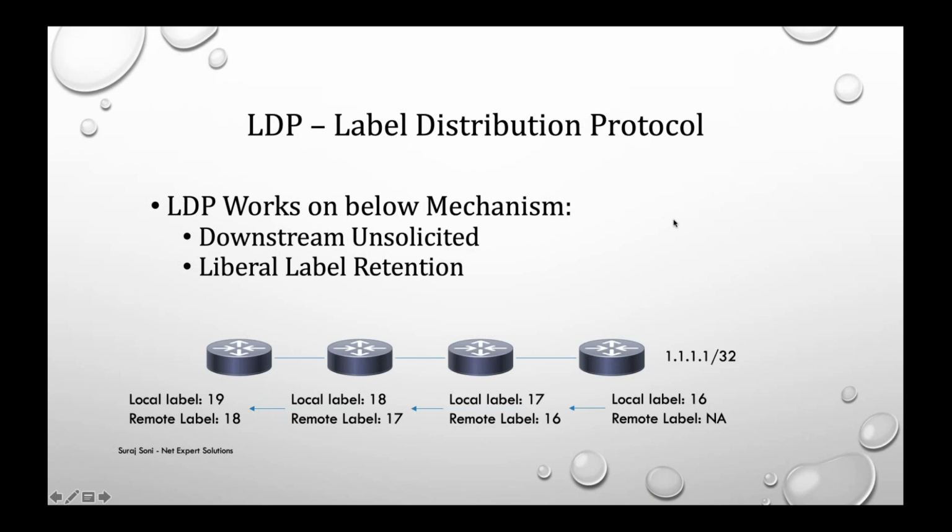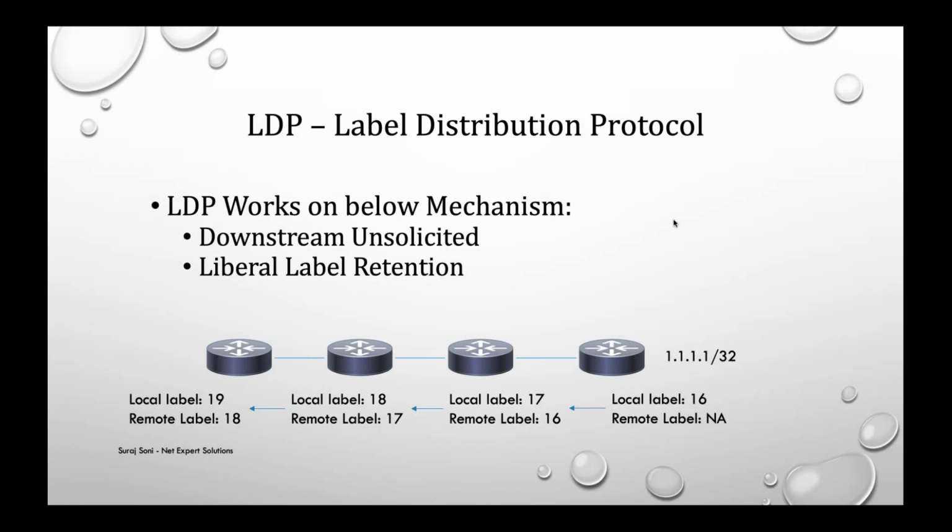So as I mentioned, it is downstream unsolicited. Downstream unsolicited means the label distribution is happening from downstream to the upstream. Unsolicited, why? Because everyone will send the label. There is no need for someone to ask, "Hey neighbor, I want a label from you." As soon as they have the entry installed into their routing table, they will assign a label. They will allocate a label to it. So that's why it's downstream unsolicited label allocation.